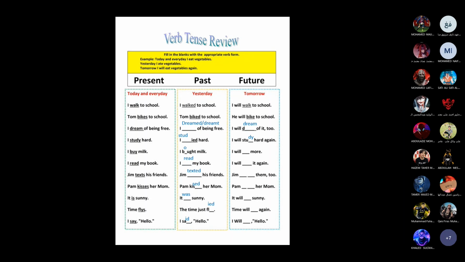For the present, you use different expressions of time to explain it. So you say today and every day, just to talk about the moment that you do the action. For example, you say, I walk to school. Walk here is a present form, and this is the first form of the verb. The spelling is so clear, W-A-L-K. This is the main spelling of the verb walk.